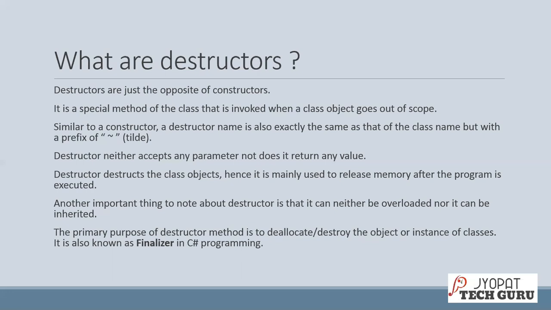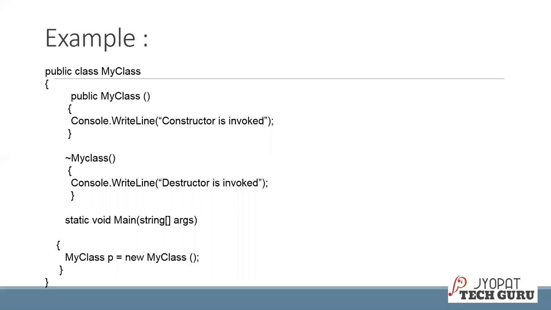If you are writing a program where the destructor appears, and you track it through the ILDasm disassembler tool, you'll see that the finalize method is displayed instead of the destructor. We'll see that. One of the standard examples we have is a class MyClass. The first one is a constructor and the tilde symbol MyClass is a destructor. Whenever the object of the class is created, it automatically invokes both the constructor as well as the destructor.